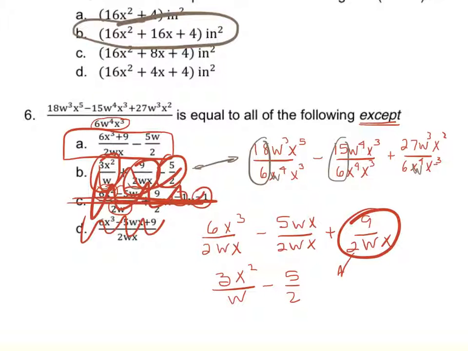Okay, if you tried to separate A, that numerator 6x cubed over 2wx, and 9 over 2wx, no, it's actually the last term that throws us off. We should just get negative 5 over 2, but A has negative 5w over 2. And so for number 6, answer A is the one that does not work.